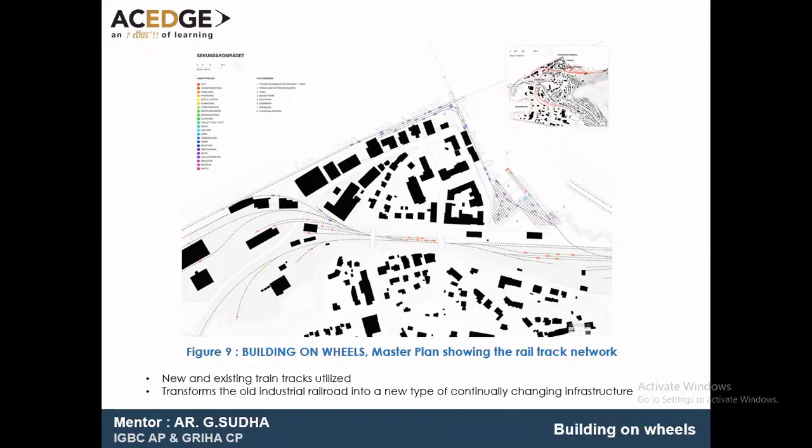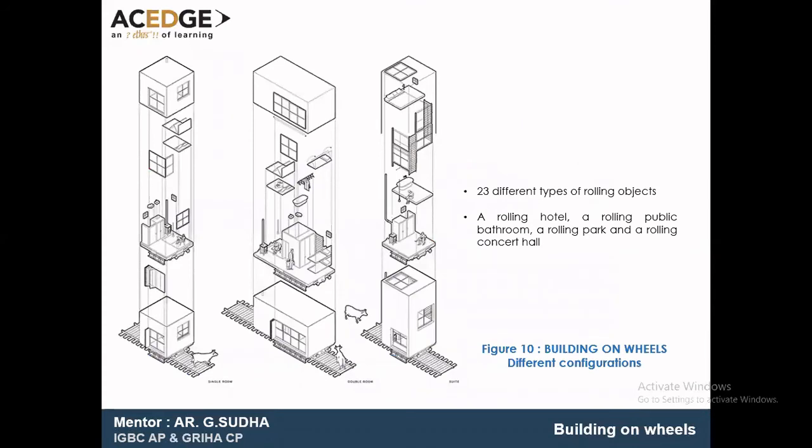There are altogether 23 types of rolling objects that have been proposed as a part of this development, and each type has its own configuration. No two configurations or no two rolling objects are alike. You can see here there are 3 examples given. The first one you see is a very compact design, the second is a slightly larger one, and the third one is a multi-level structure.